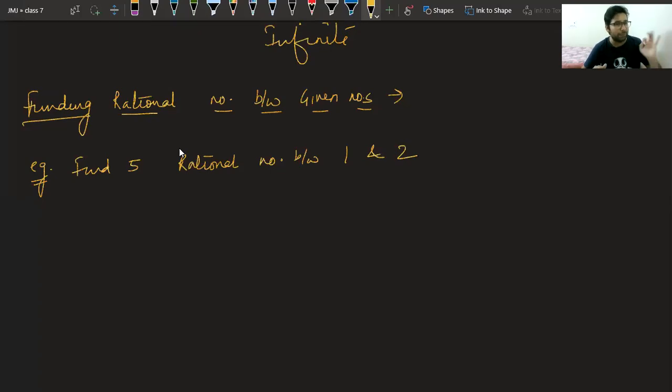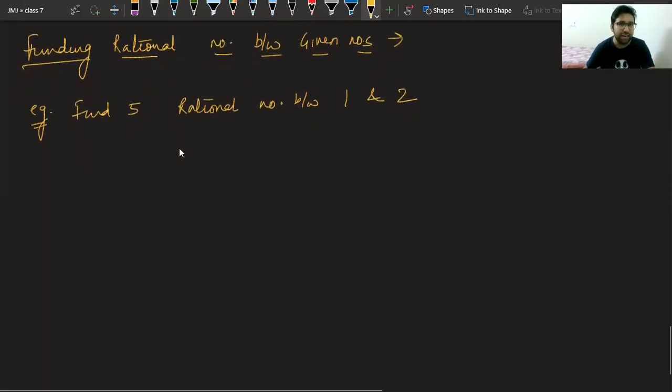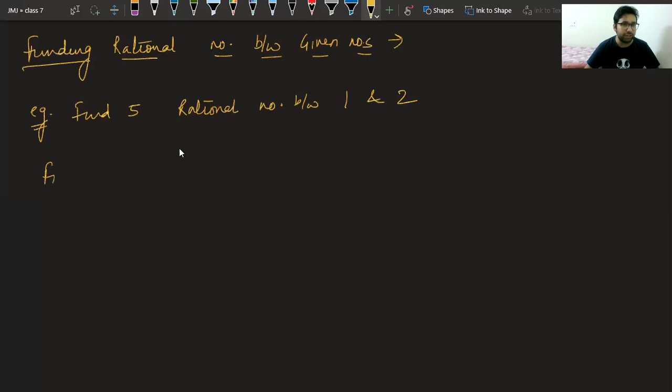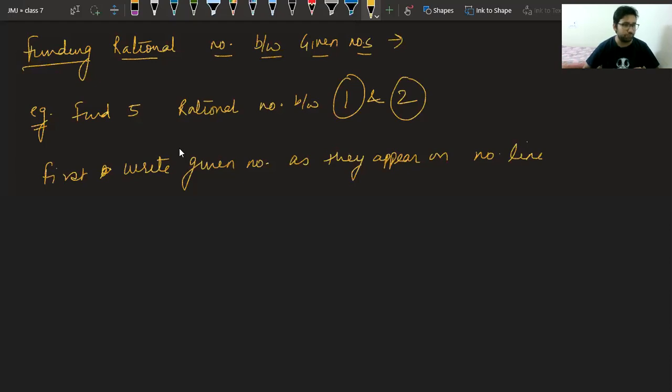Now just see step by step what I am doing. Class, please see step by step. We have two numbers. Step 1: first write given numbers as they appear on number line. So class, tell me on number line what comes first, 1 or 2? So we have 1 on the number line and we have 2 on the number line.